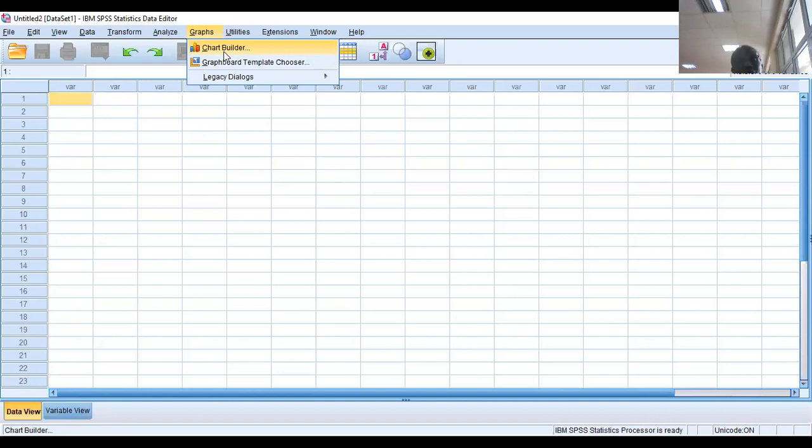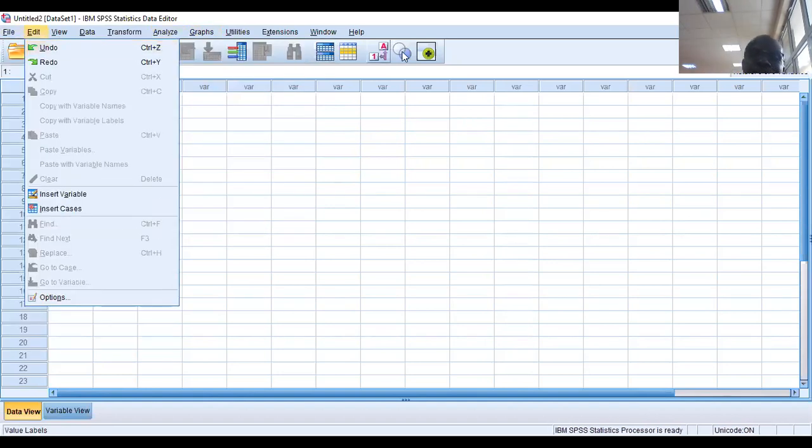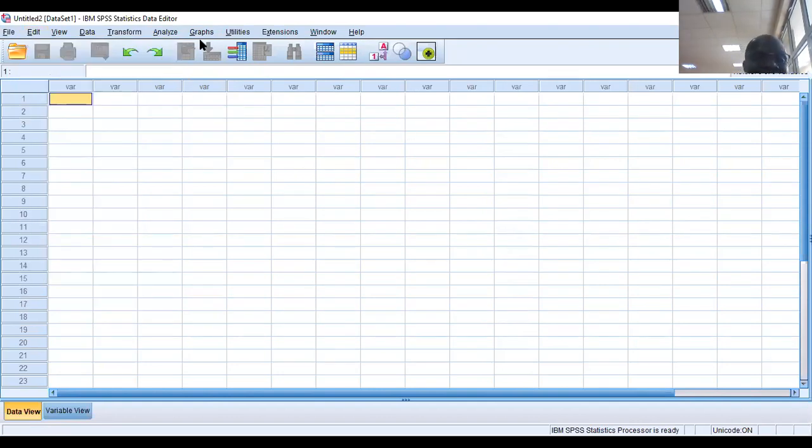So this is it. Then below here, just like in Excel and Word, we have shortcuts. The shortcuts in Excel are the same ones here. Print is here, all these things are here, and undo and redo are here, among other things. So basically, that is the SPSS sheet.